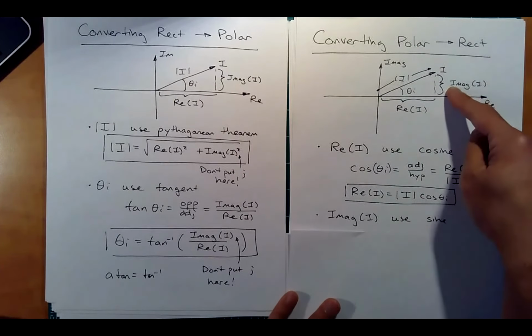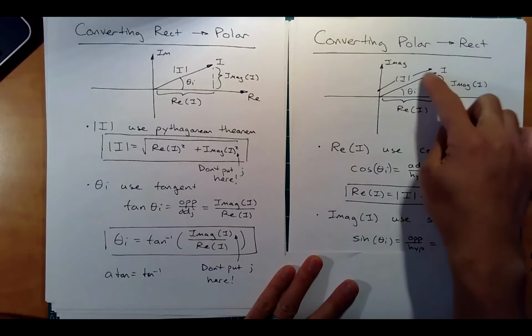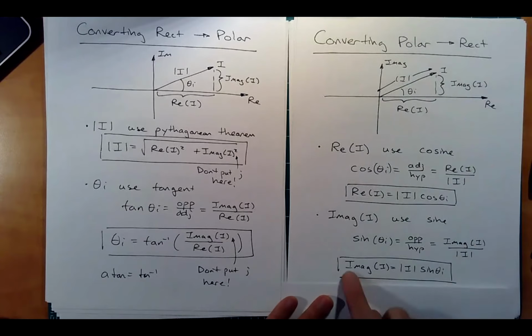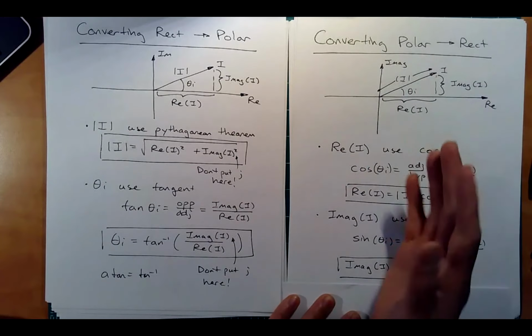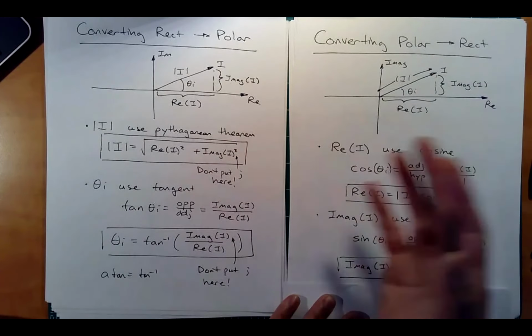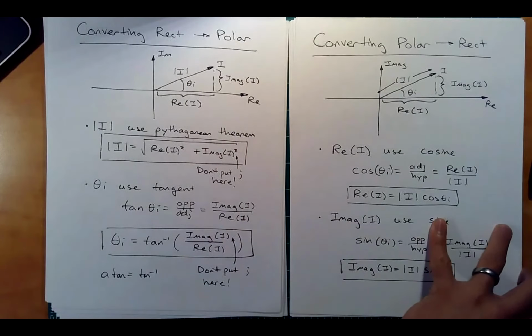What about the imaginary part? Well, we use the sine. The sine is opposite over hypotenuse, so that means the imaginary part of I is the length times the sine of that angle. A lot of this stuff, yeah, I'm going a little fast, but you should just be able to eat this up, right? This is all stuff we've seen before, especially in statics.